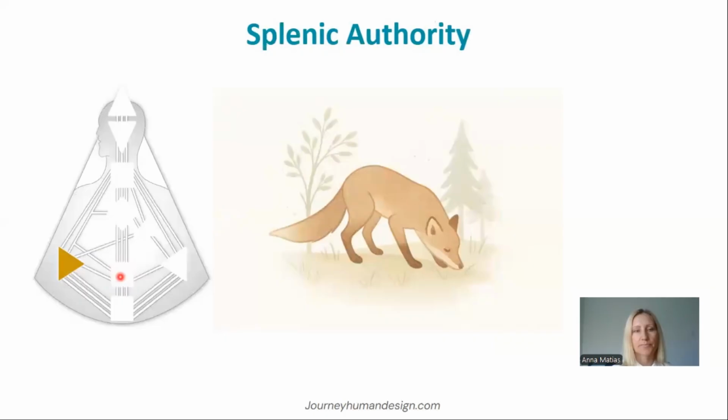Splenic authority. Only projectors and manifestors can have this type of authority. Splenic center is about immune system, intuition, instincts. Think about animals in the forest. They're always aware of the environment. They're always listening, smelling, and they're ready to react.